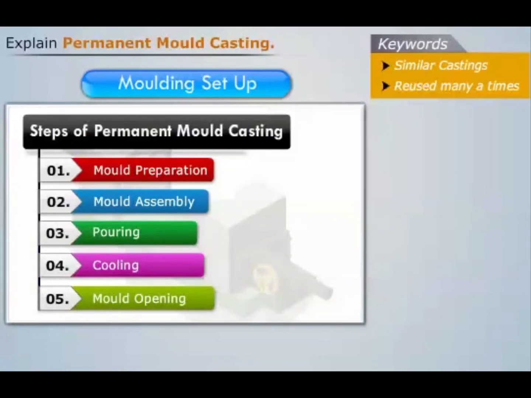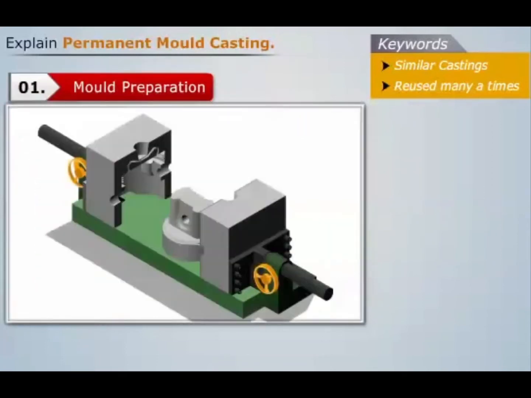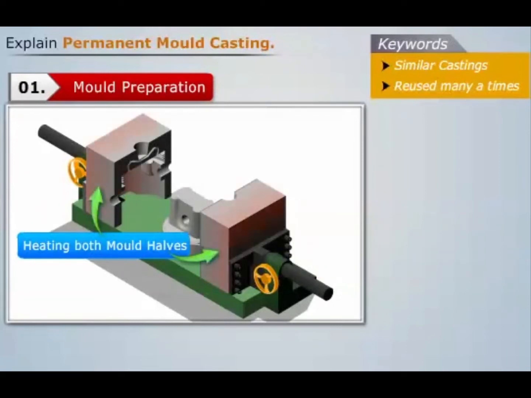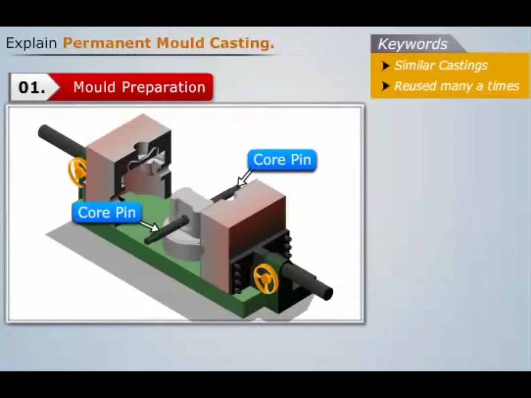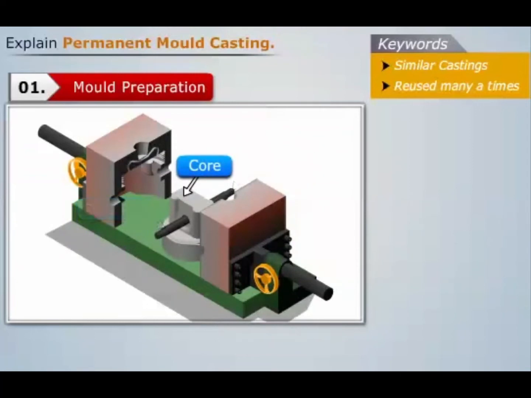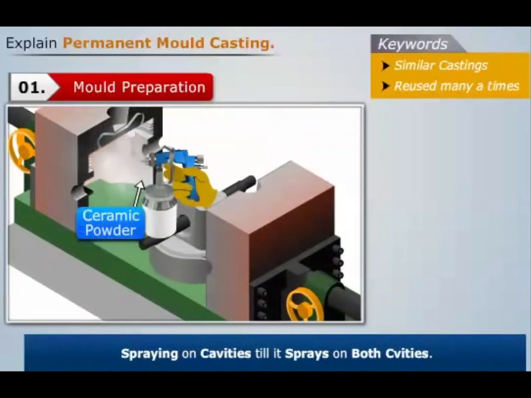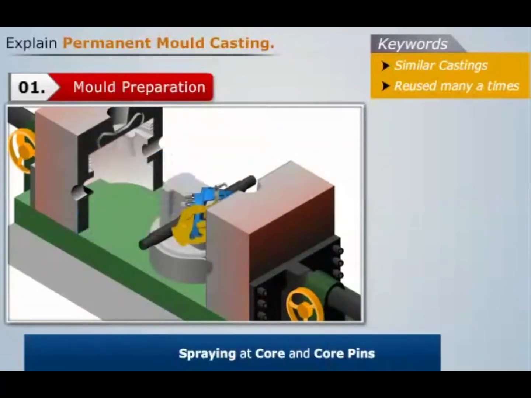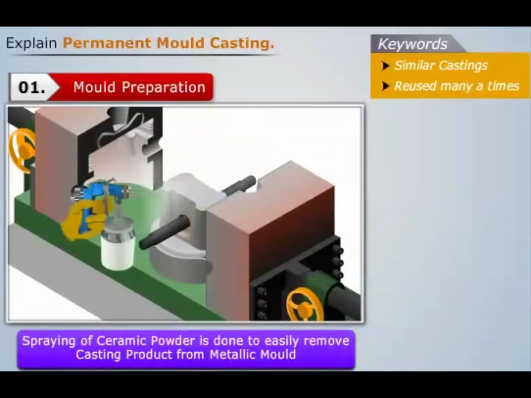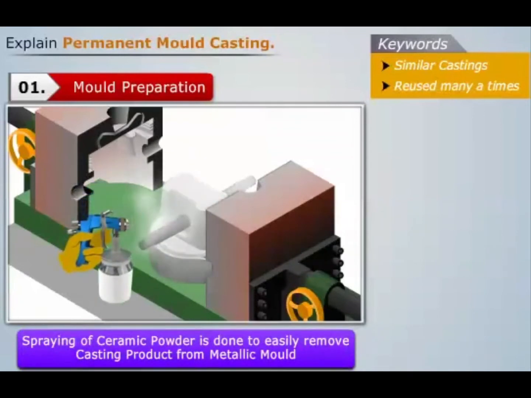The first step of permanent mold casting is mold preparation, where we heat both the mold halves. Now let us insert core pins in the slots provided in the core. Then we spray ceramic powder on the surfaces of the mold cavities, core and core pins to facilitate easy removal of the casting product from the metallic mold.